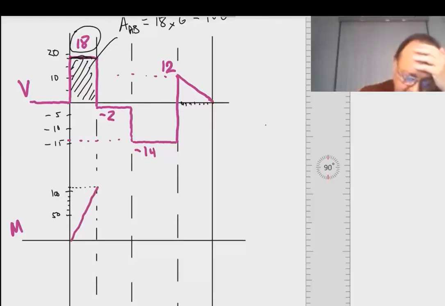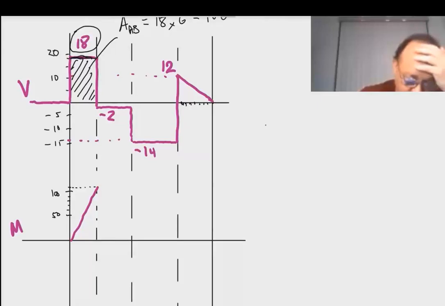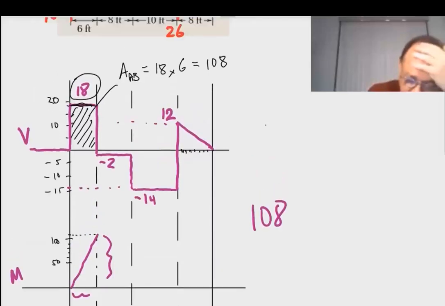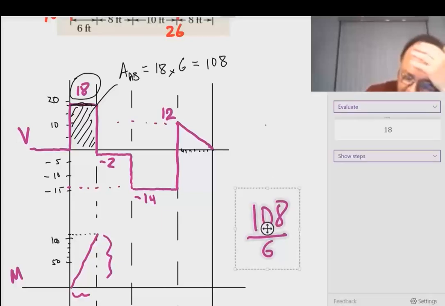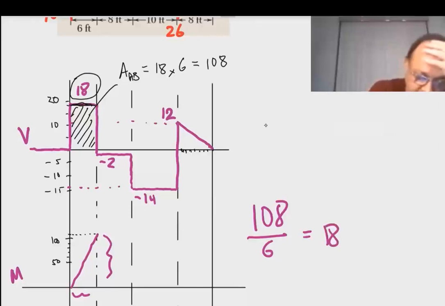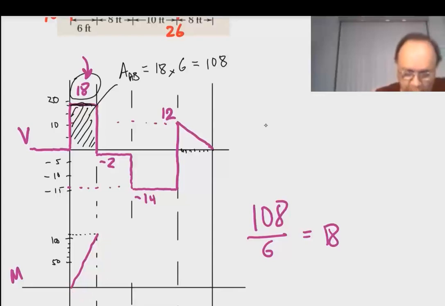So that's the moment diagram from A to B. You see that it's a straight line with constant slope of 18. If you want to look at the slope, it's this, which is 108, divided by this, which is 6. What is 108 divided by 6? 18, right? Which is this value here on the shear, right? You see how the slope of the moment is the shear. I want you guys to be aware of that concept right there.